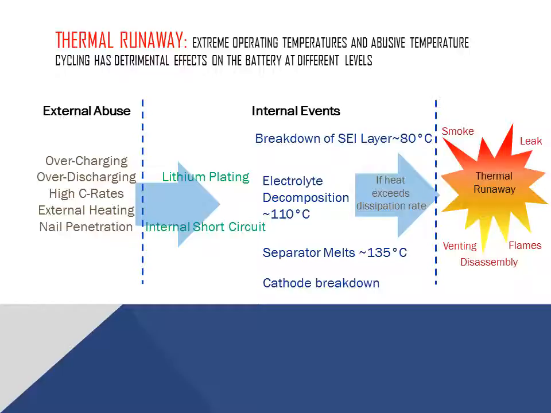As heat exceeds the dissipation rate, thermal runaway may happen, and it is characterized by venting, flames, cell disassembly, smoke, and leak. Once thermal runaway is initiated in a single cell, it propagates fast into adjacent cells in a battery pack.